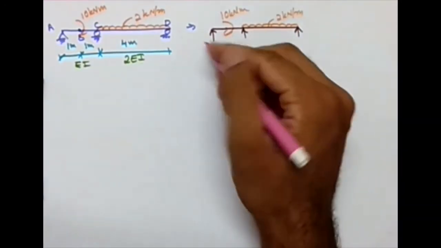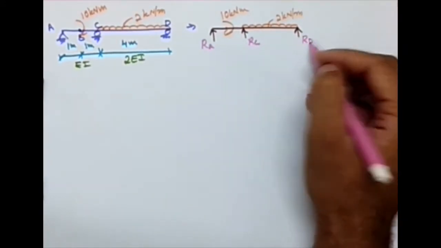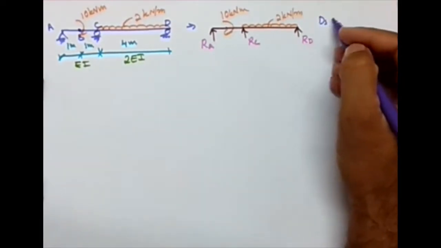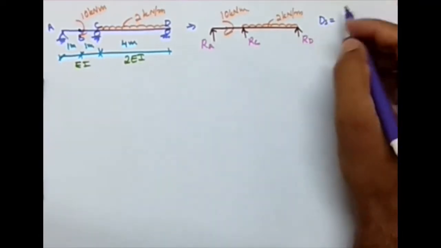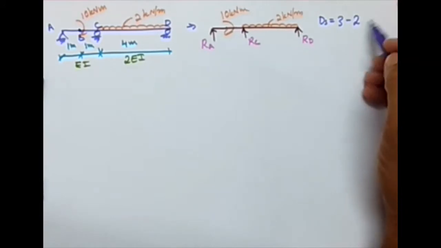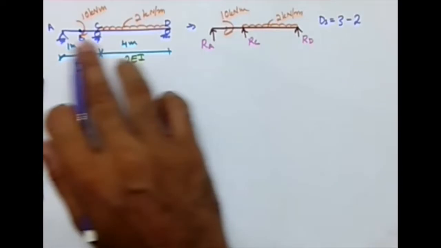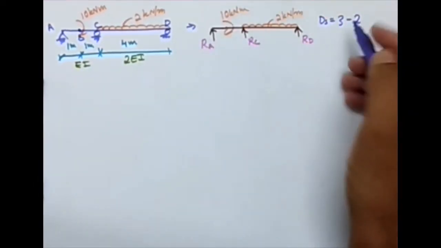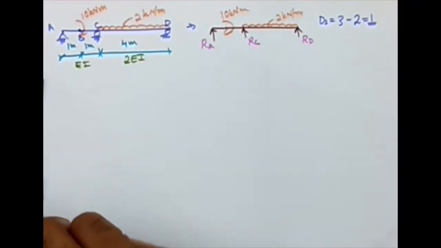And I'm giving some names: this is RA, RC and RD. So what about the DS value? DS is equal to unknowns minus equations of equilibrium. How many unknowns are there? There are 3 unknowns. How many equations of equilibrium? I will write 2. Why is it 2? Because sigma Fx is not valid anymore, since I neglected the horizontal component. So the DS value is 1. That's the very first step.